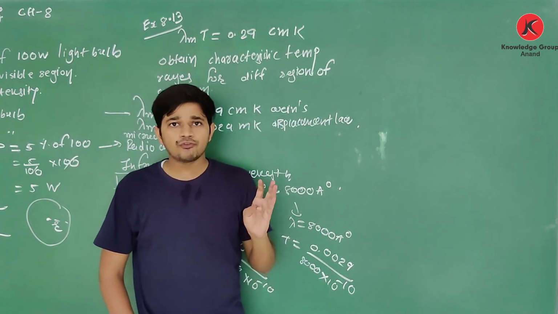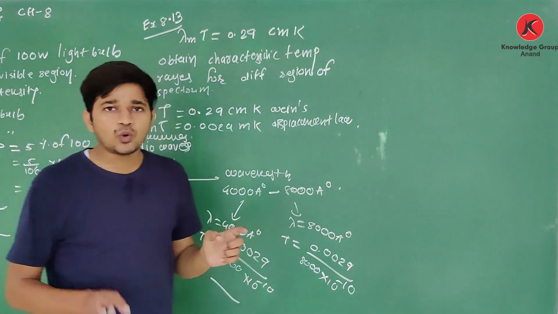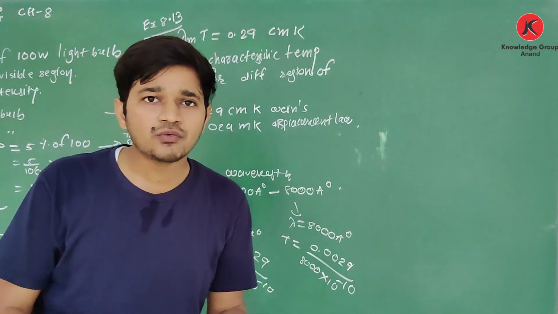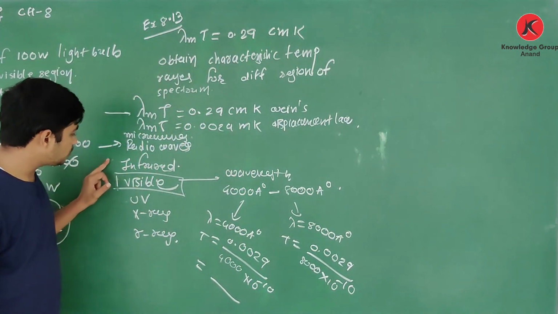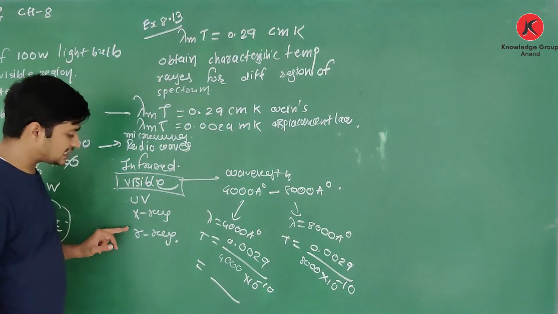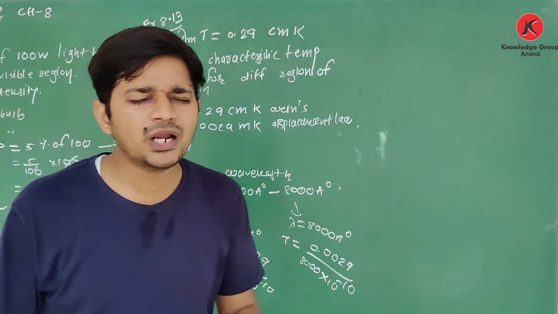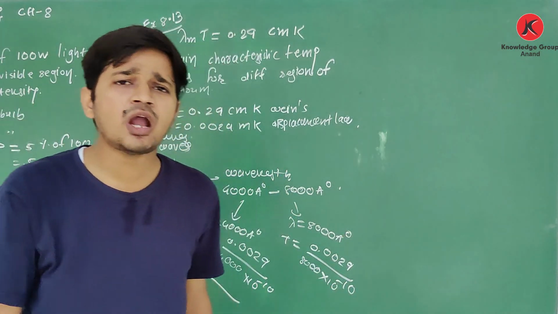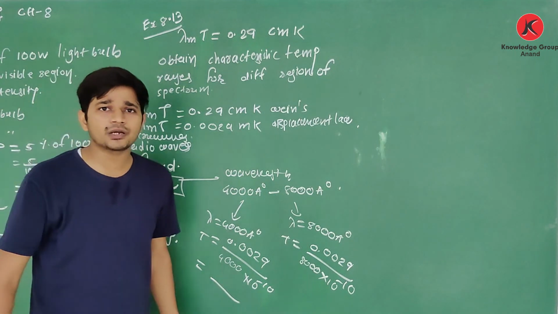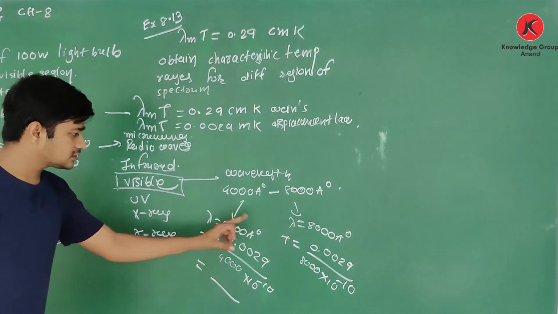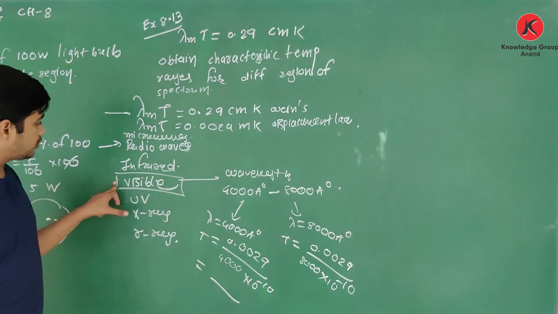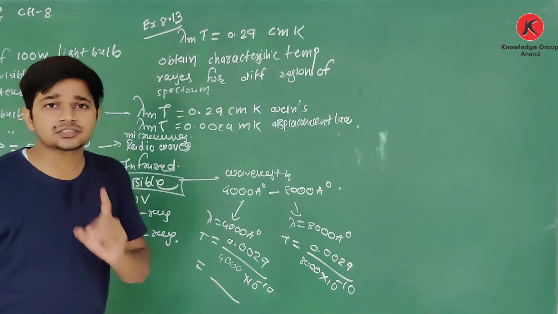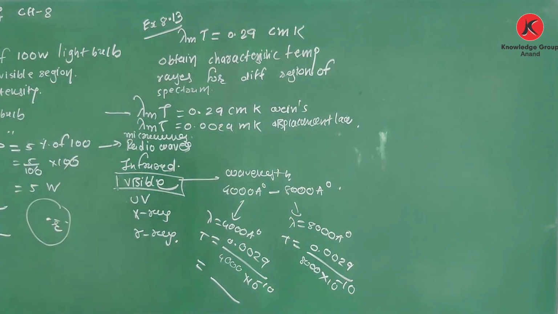Students, for microwaves, what is the range of frequency or wavelength? For radio waves, infrared, visible, UV, X-ray, gamma rays, you have to remember the ranges of wavelength. Yes, you have to remember. So the temperature range for visible and for the other six regions, you have to find.